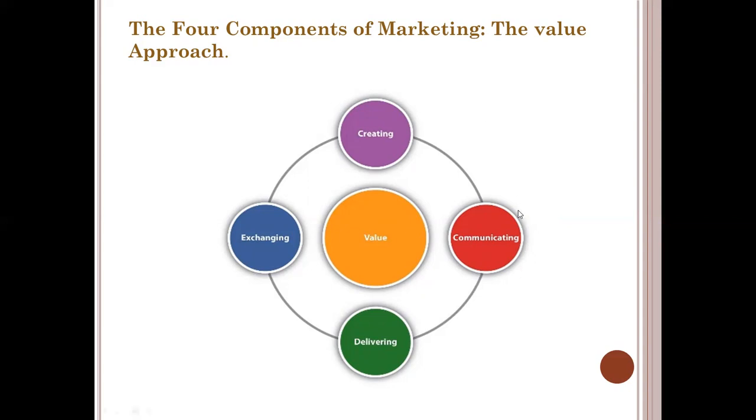The other component is communicating. Communicating offerings broadly describes those offerings as well as learning from customers. Communicating is a broad term in marketing, and that means describing the offering and its value to your potential and current customers, as well as learning from customers what they want and like.